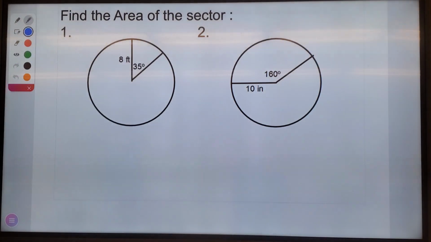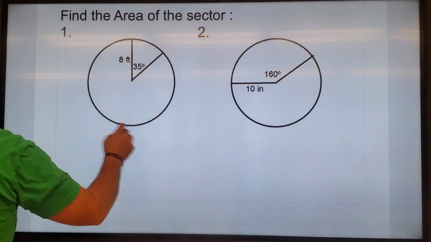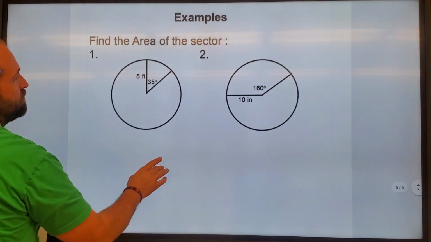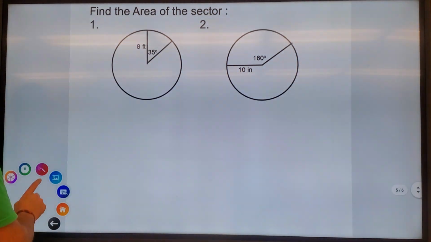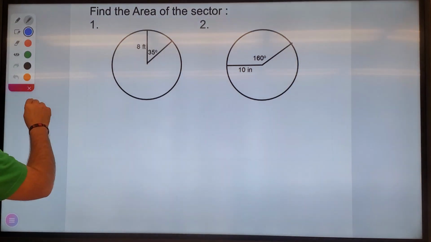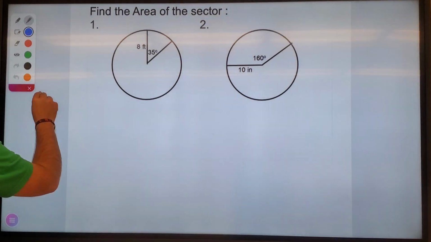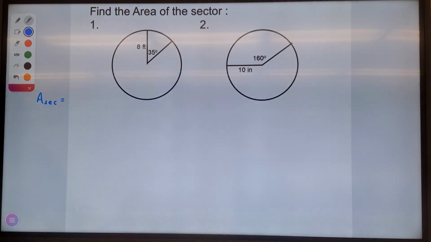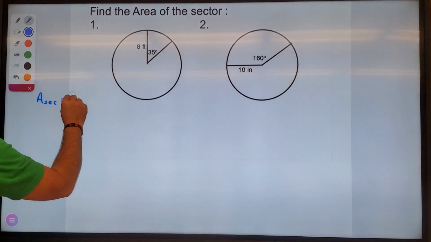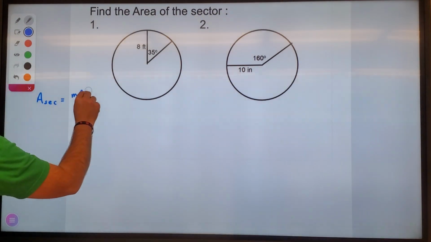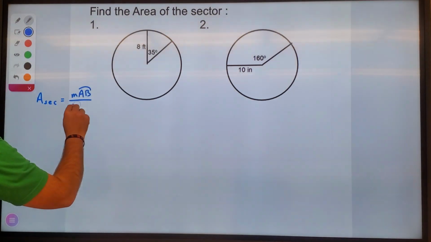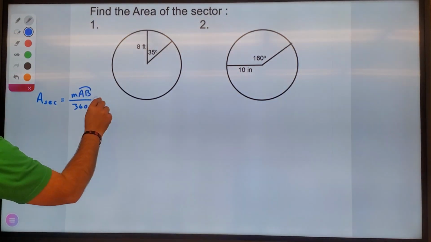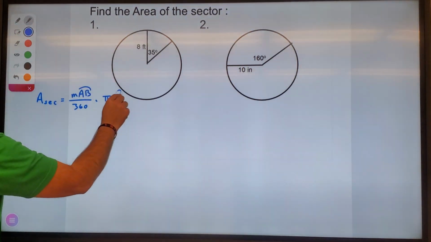Okay, so 4 examples to work through here. Number 1, let me go ahead and take this out a little bit so we can have some room to work here. Okay, again, the area, and now I'm going to write this a little bit different. So area, I'm going to put SEC for sector, equals the measure of AB over 360 times pi r squared.